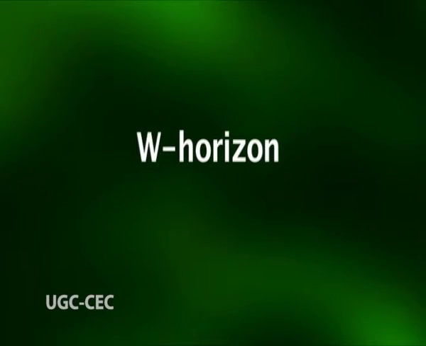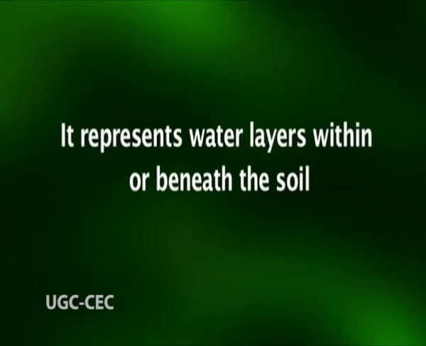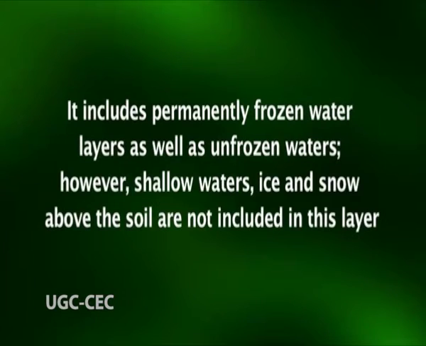Now we discuss the W horizon. It represents water layers within or beneath the soil. It includes permanently frozen water layers as well as unfrozen waters. However, shallow waters, ice and snow above the soil are not included in this layer.